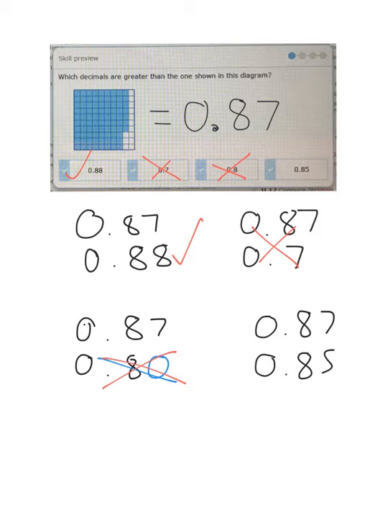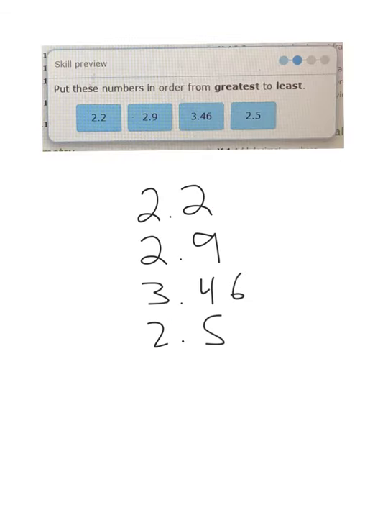And our last example, 0 and 87, 0 and 85, same. 87 cents is bigger than 85. 85 is not bigger. So the only one that was bigger was essentially 88 cents.